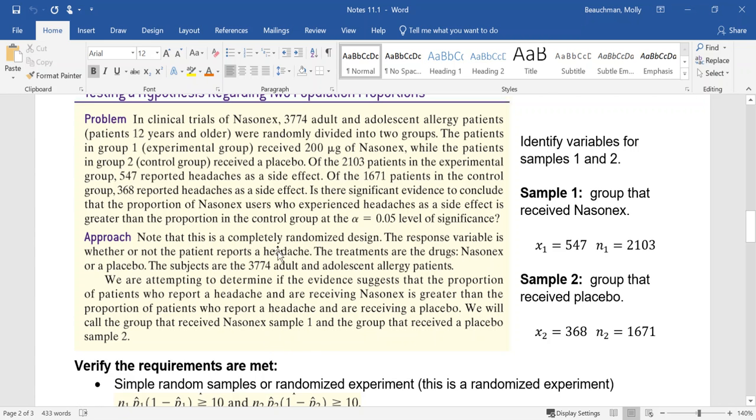Notice this is a completely randomized design. The response variable is whether or not the patient reports a headache. The treatments are the drugs, Nasonex or a placebo, and the subjects are the 3,774 adult and adolescent allergy patients. We're attempting to determine if the evidence suggests that the proportion of patients who report a headache and are receiving Nasonex is greater than the proportion of patients who report a headache and are receiving a placebo. So it's important to identify sample 1 and sample 2.